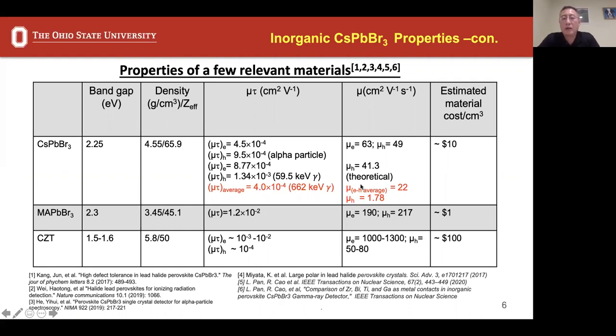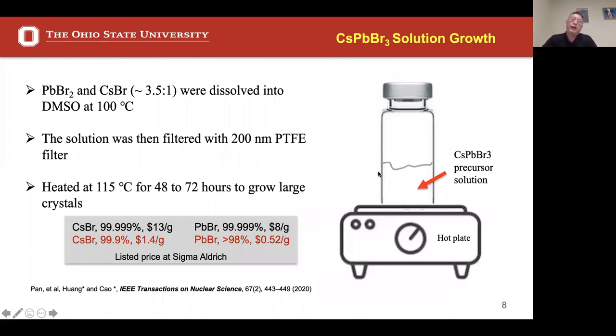But there's lots of progress going on with cesium lead tribromide research. Particularly, the cost is relatively lower compared to CZT. I'll give you a better idea of the cost of this cesium lead tribromide, and its solution growth, as I mentioned, is different from the Northwestern group.